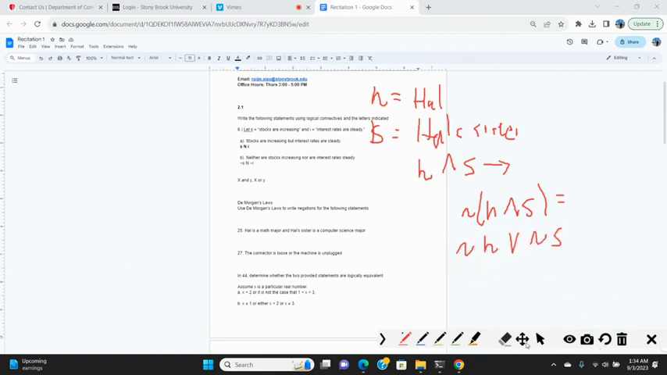So if we are to interpret this in the context of this statement, the negation of H is Hal is not a math major. And we have the logical connective or: Hal's sister is not a computer science major.